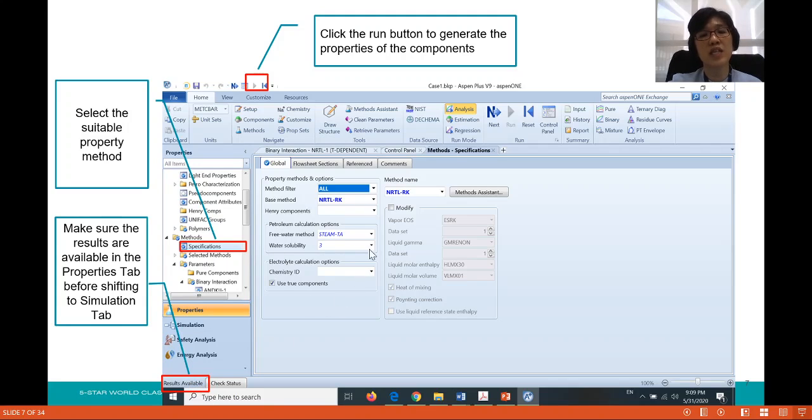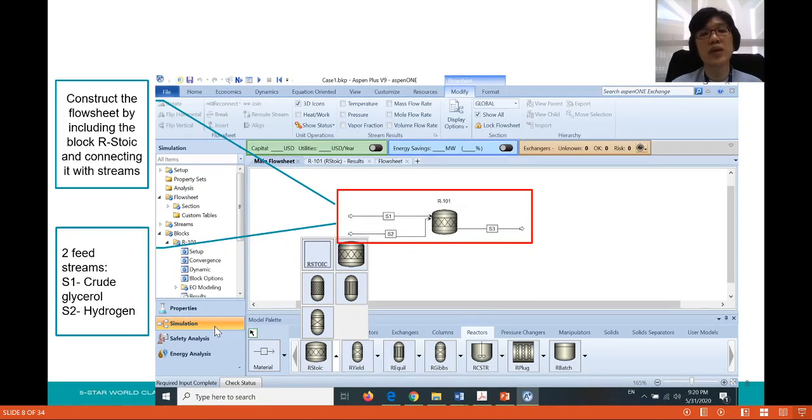Once you have this page done, you can shift to the simulation tab. This is the simulation tab. You just need to click here. Then you will be guided to this page for you to construct the flowsheet. As in the problem analysis just now, we have to use RStoic. So what you need to do is, from the model palette, go to Reactors and then select RStoic as the reactor model.